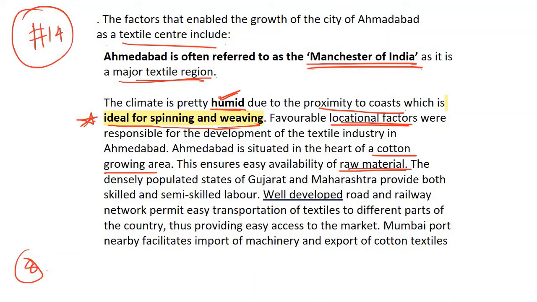Raw material is easily available, and the densely populated states of Gujarat and Maharashtra basically provide the skilled and semi-skilled labor that is required. There is a well-developed railway and road network, and उसकी वजह से easy transportation हो जाता है textiles का to different parts of the country, and this provides easy access to market. Mumbai port nearby facilitates import of machinery and export of cotton textile. What we have to remember is that one reason is उसका climate humid है, which is ideal for spinning and weaving. And इसके अलावा locational factors हैं, cotton growing area है आसपास, and Ahmedabad is referred to as the Manchester of India.